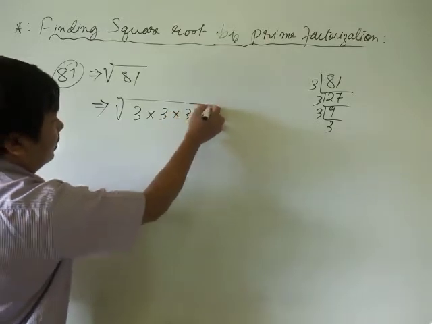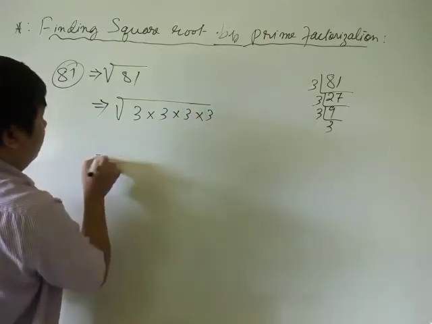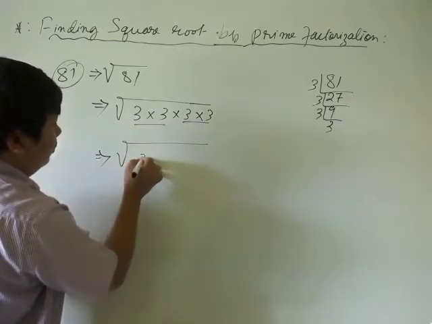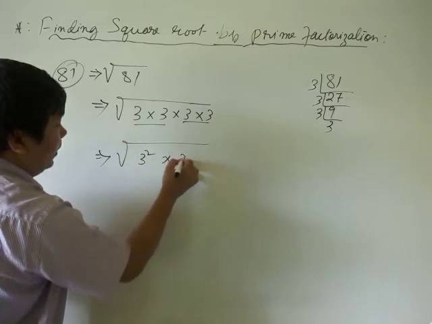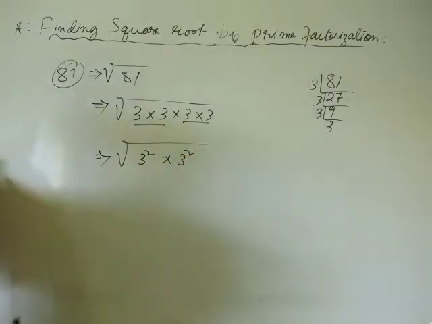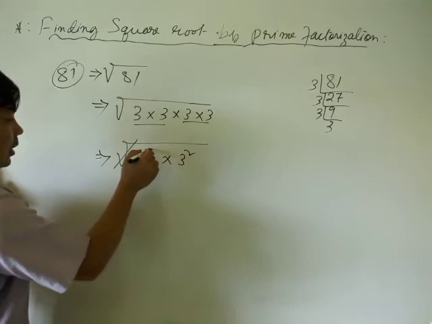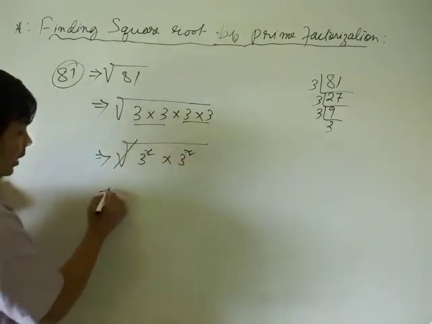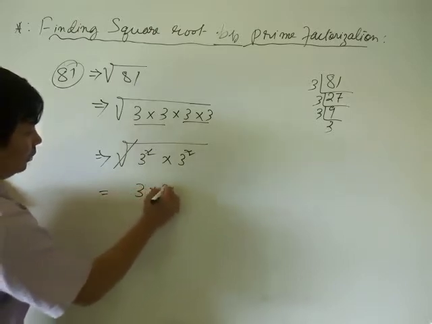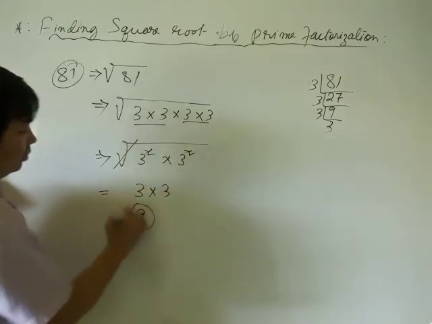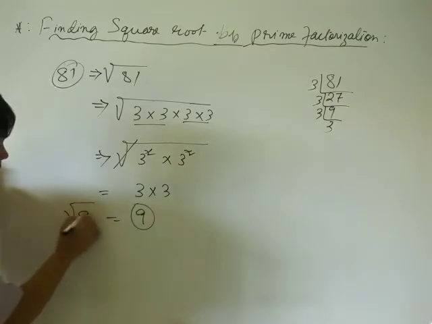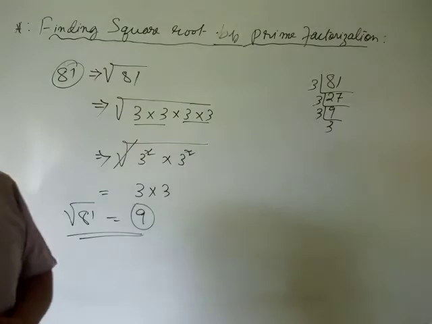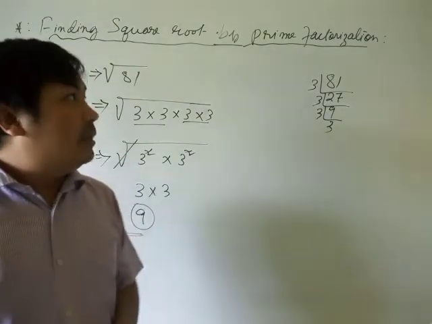So it implies that we are going to pair, and we have here 3 to the power 2, 3 to the power 2. This root and this 2 can cancel, this 2 also can cancel, because of the root. Then we are getting only 3 into 3, that means 9. So the square root of 81 is equal to 9. This is the answer we get.